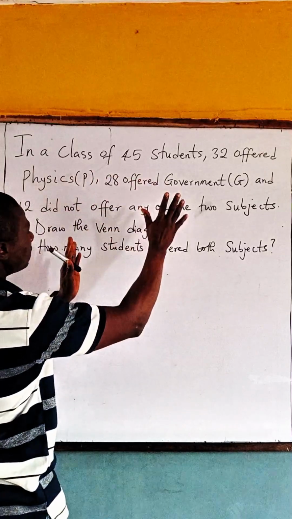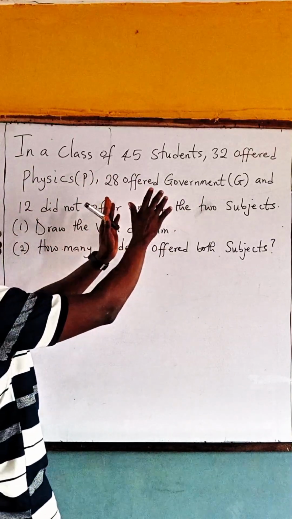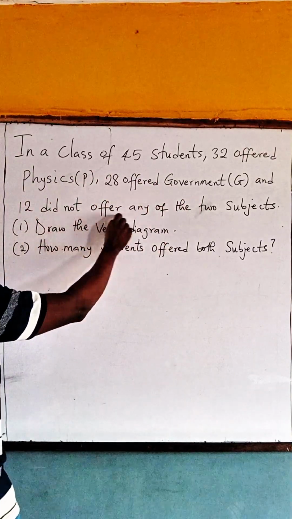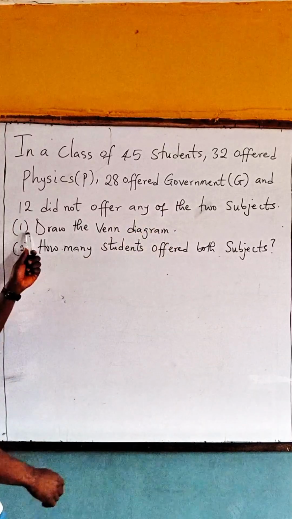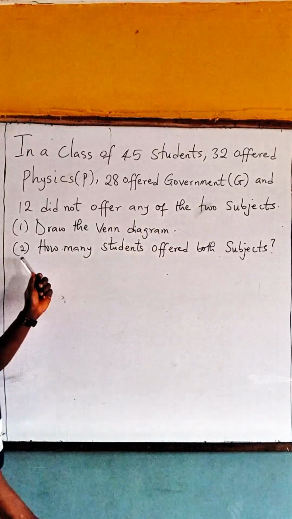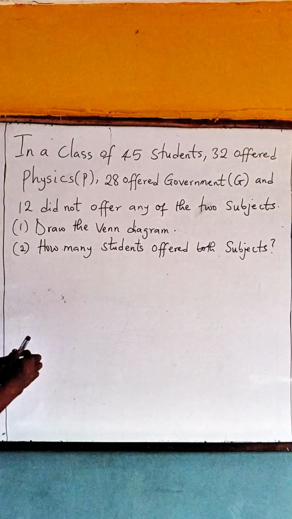In a class of 45 students, 32 offered physics, 28 offered government, and 12 did not offer any of the two subjects. The first question says draw the Venn diagram. The second question says how many students offered both subjects.